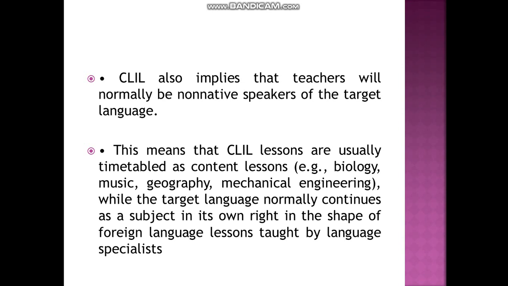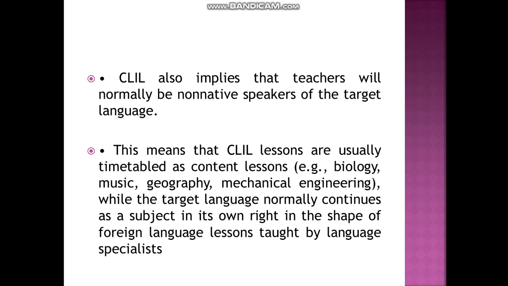CLIL also implies that teachers will normally be non-native speakers of the target language. They are not, in most cases, foreign language experts, but instead content experts, because classroom content is not so much taken from everyday life or the general content of the target language culture, but rather from content subjects, from academic or scientific disciplines, or from the professions.